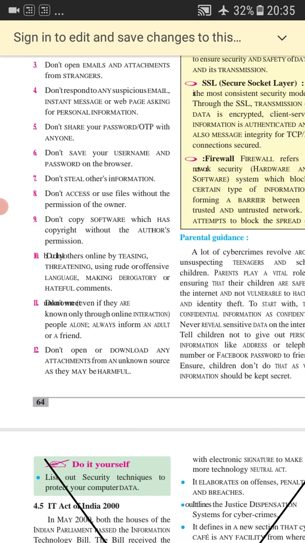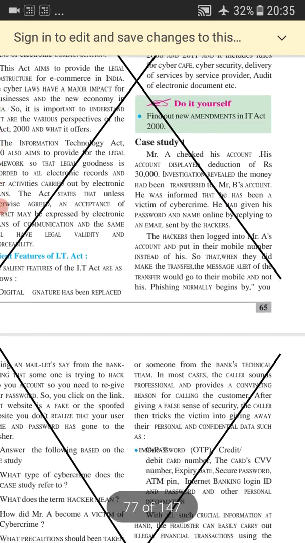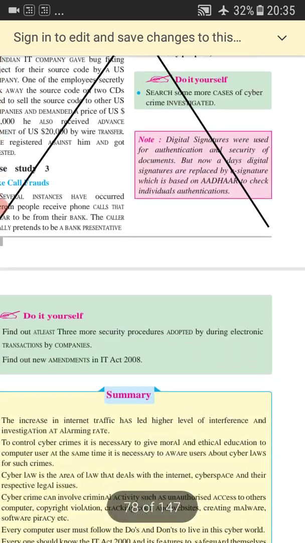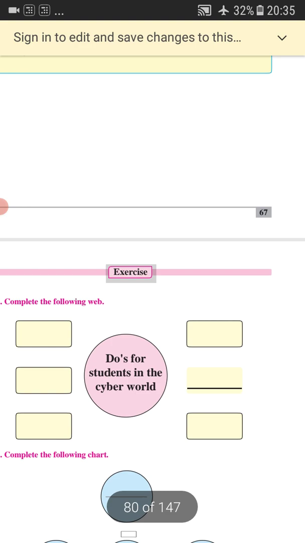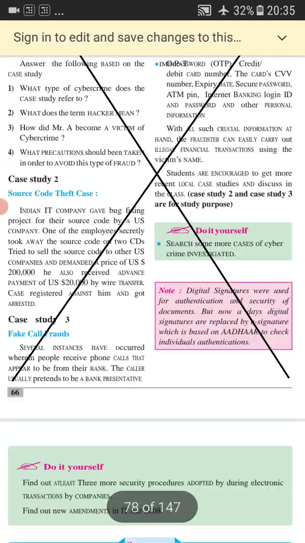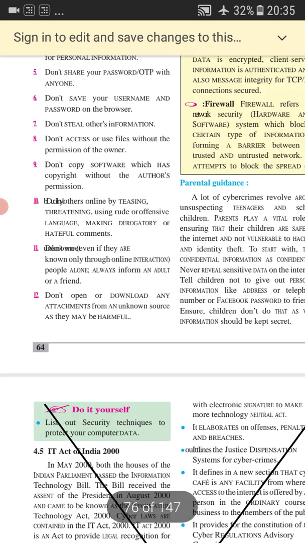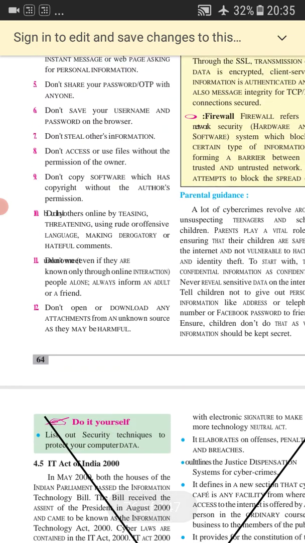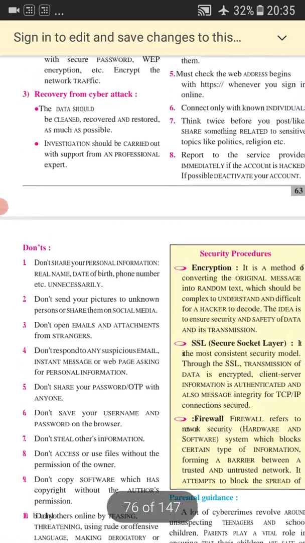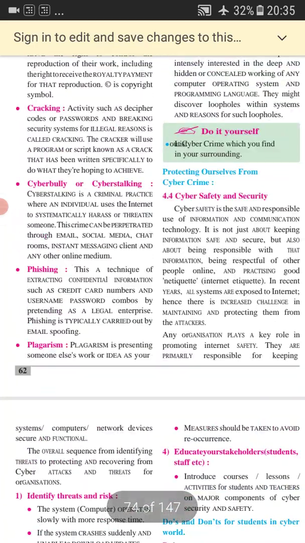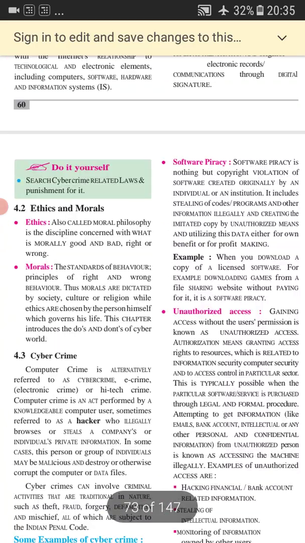This topic is omitted from the syllabus for this year. So with this, students, we have completed this unit, cyber law. This is a very simple unit. They have introduced this unit to make students and everyone aware of the rules that you have to follow while using the internet. That's why they have introduced this unit, cyber law.